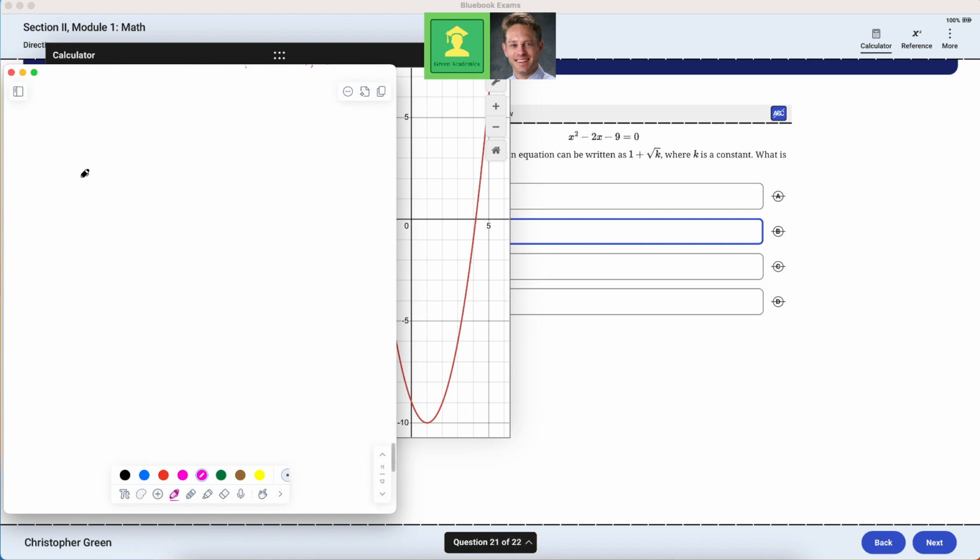So if you had done this by graphing, 4.162 is approximately equal to 1 plus radical k. And if I subtract 1, I'm looking at this being approximately equal to this. And if I square both sides, it's approximately equal to 3.162, which you can confirm on the calculator is about 10.